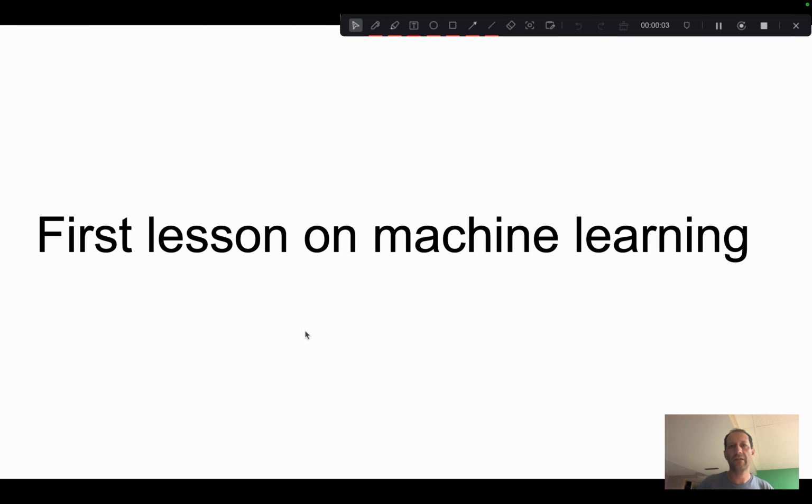So this is the first lesson on machine learning. It assumes you know nothing about machine learning. What is machine learning all about?